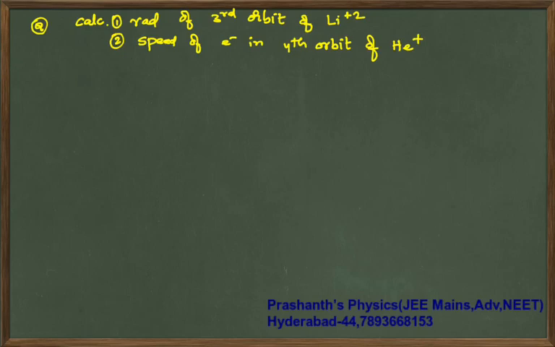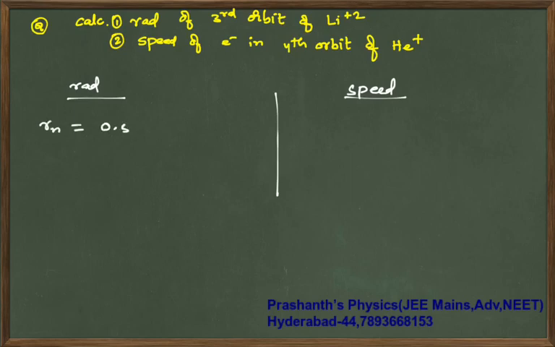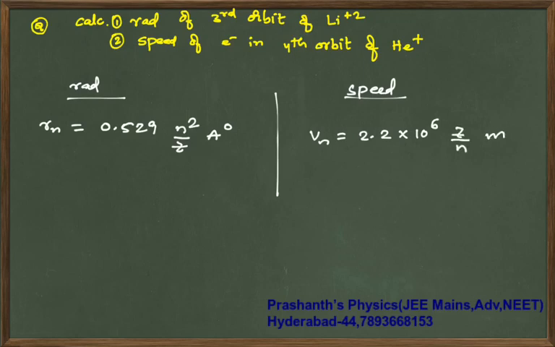Okay, so basic question. So first question is radius, second question is speed. So how will you solve these equations? Rn is equal to 0.529 n square by z Armstrongs. Velocity of electron in nth orbit is 2.2 into 10 power 6 z by n meters per second.